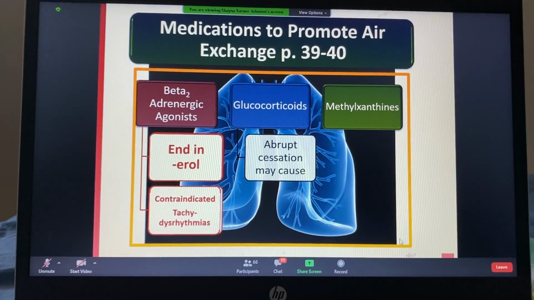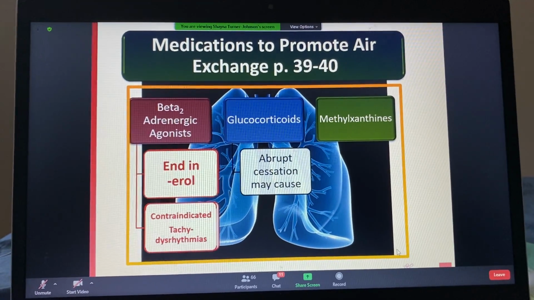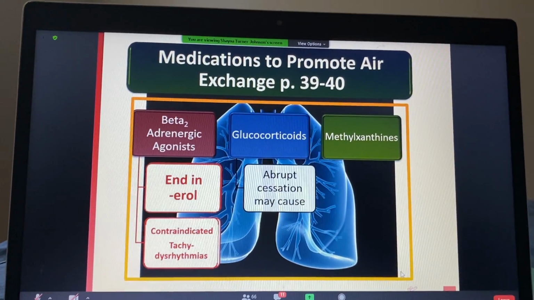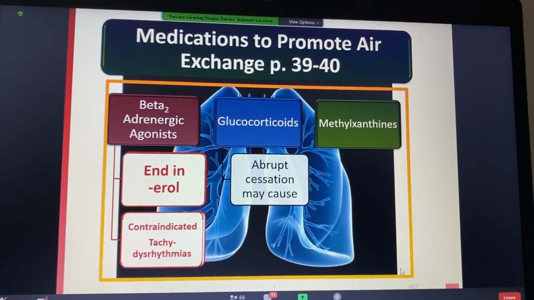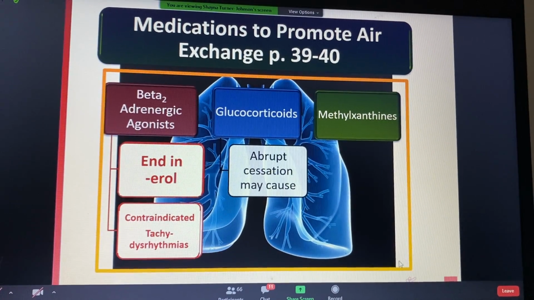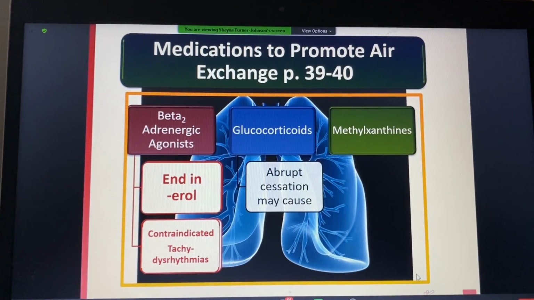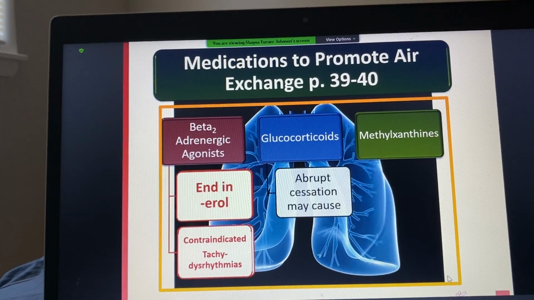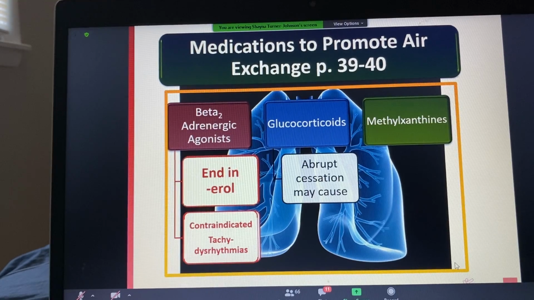Glucocorticoids are another medication that we can give inhaled to promote air exchange, so they decrease the inflammation in the lungs. But just like giving any other type of steroid, an abrupt stopping of them can cause Addisonian crisis, because our body innately produces glucocorticoids. But when we give them to patients, the body stops producing them and just allows the medication. So when we come off these medications, we have to slowly come off of them so that the body will start producing them on their own.